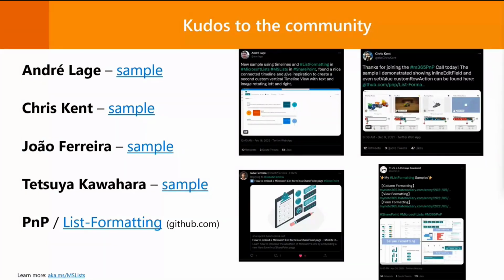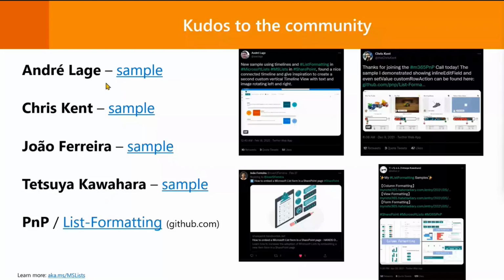We just wanted to give big kudos to the entire community, but specifically there are 4 that we wanted to call out that have been very active in sharing their samples, obviously loud and proud through their Twitter handles, and some of which I've used personally in my own work to take advantage of a copy paste so that I had some nice formatting from what they've provided. But there's a lot more people I know in the community that provide a lot of samples. Vesa did a nice job of showing you the hundreds of them. But the 4 that I wanted to call out are Andre Lage, Chris Kent, Yao Ferreira, and Tetsuya Kawahara, all of which you see in their tweets.